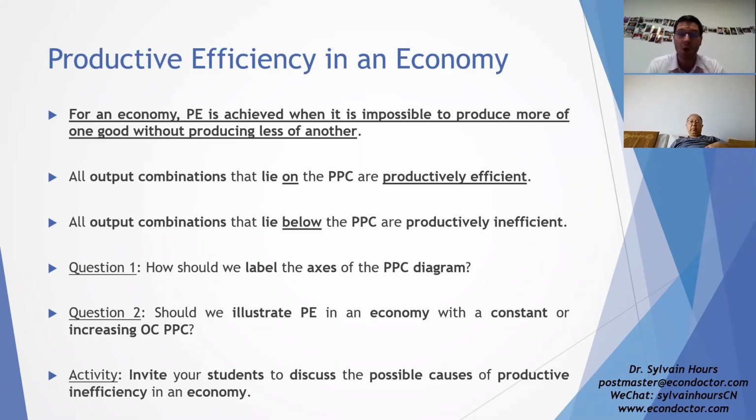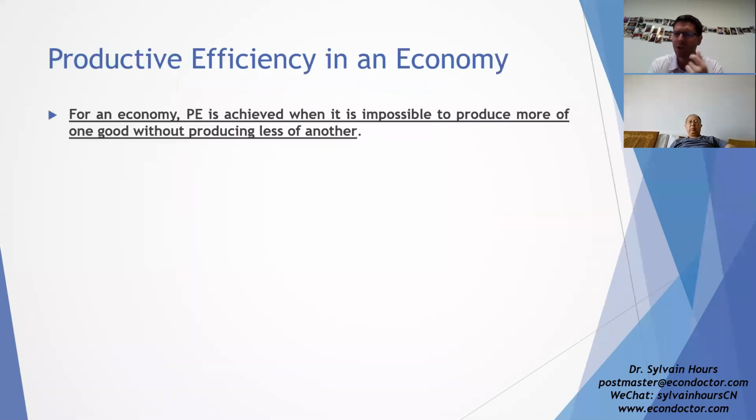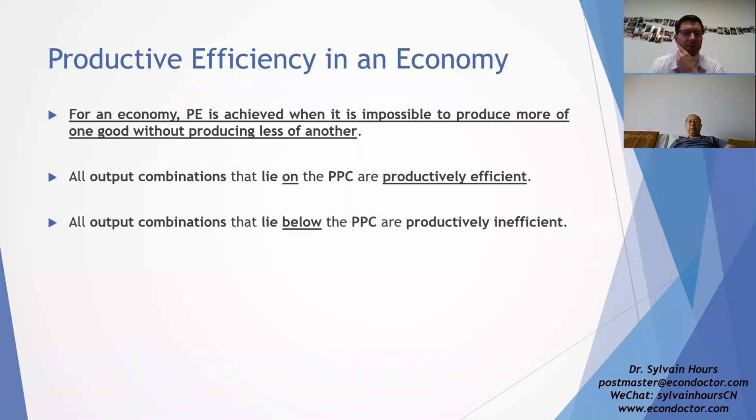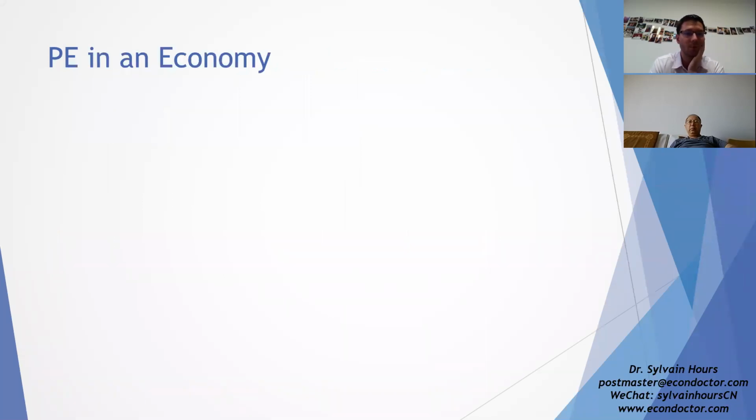A last possible cause of productive inefficiency, as I said, is if you do not combine your factors of production in the best possible way. For example, if you just give this tool to this poor man, he is not going to be able to produce much wood or much timber. So it can also be a bad combination of factors of production. You do not give the best capital equipment to your workers, for example. Good.